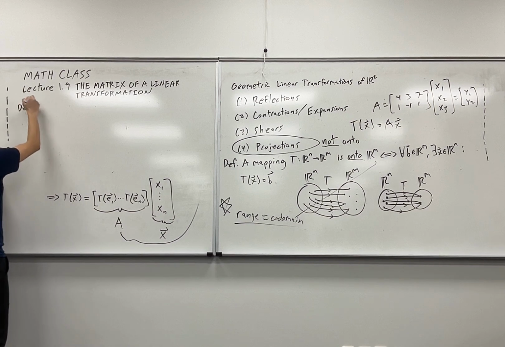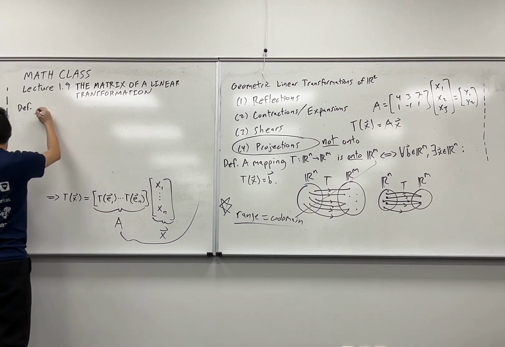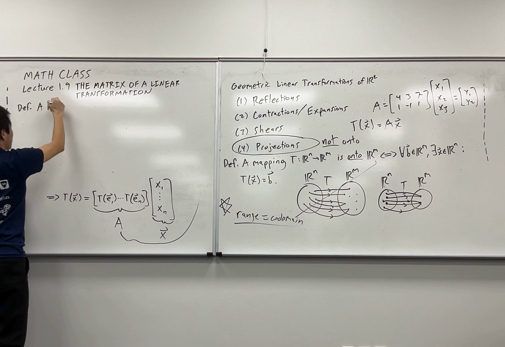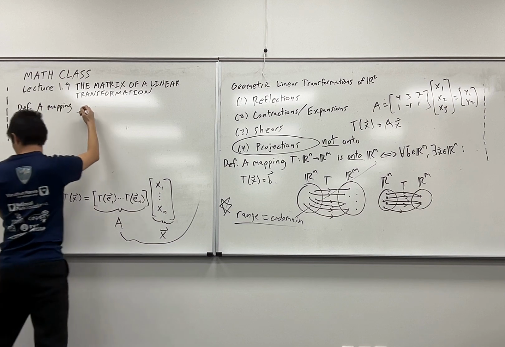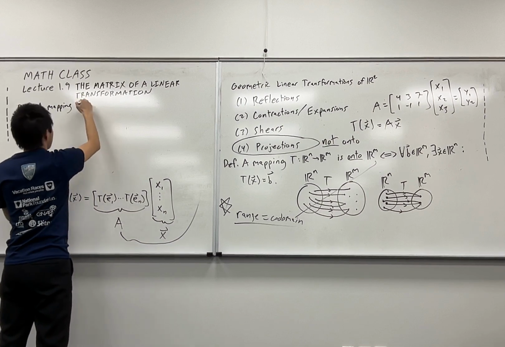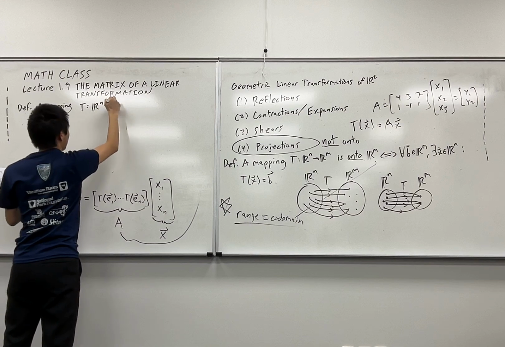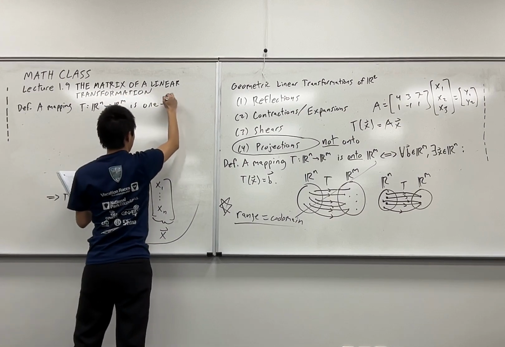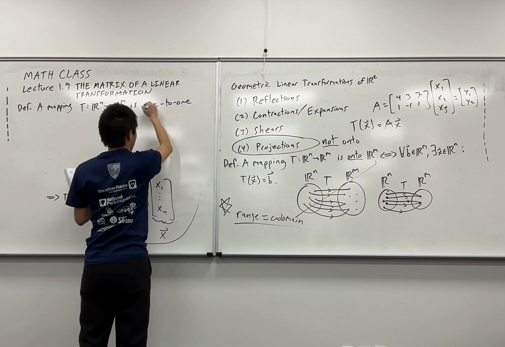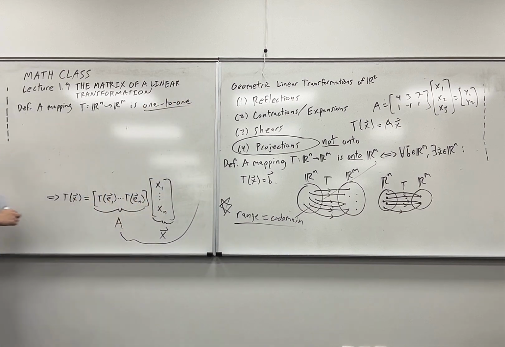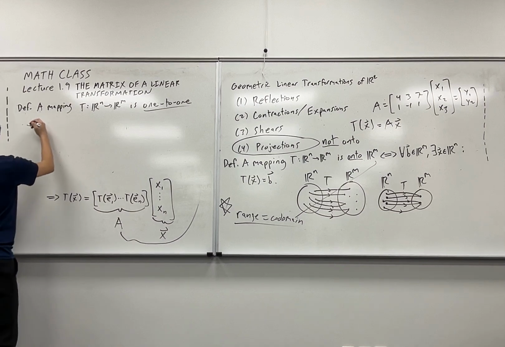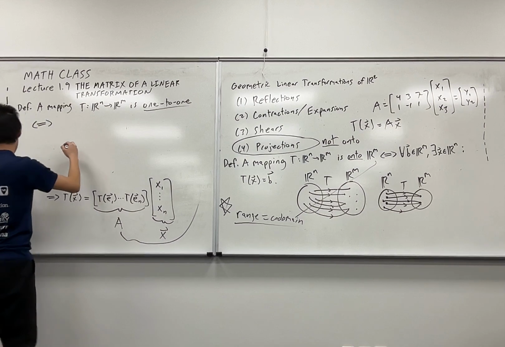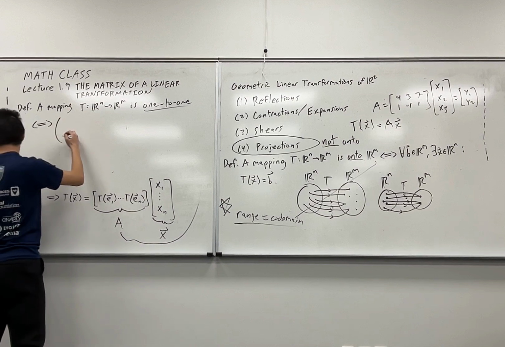Definition. A mapping T, we're going to take again R^m, pretty standard, is one-to-one. You've learned this before, so let that intuition guide you analogously into what we've got going on. If and only if, well, I'm going to write it like this. If this statement is true.